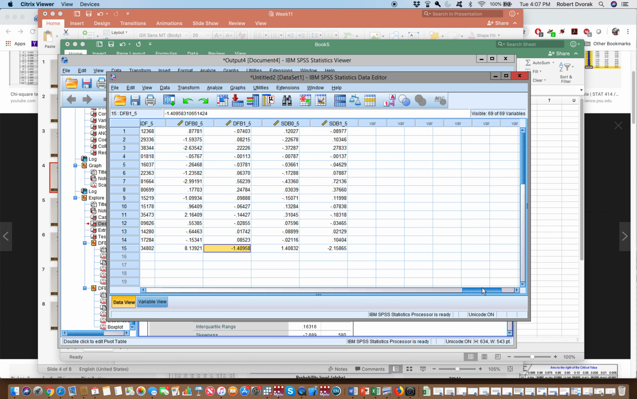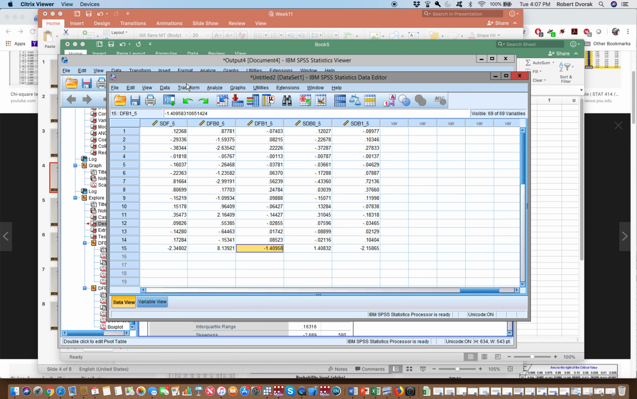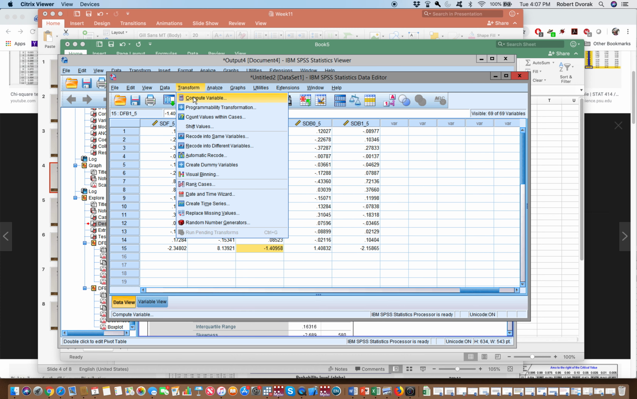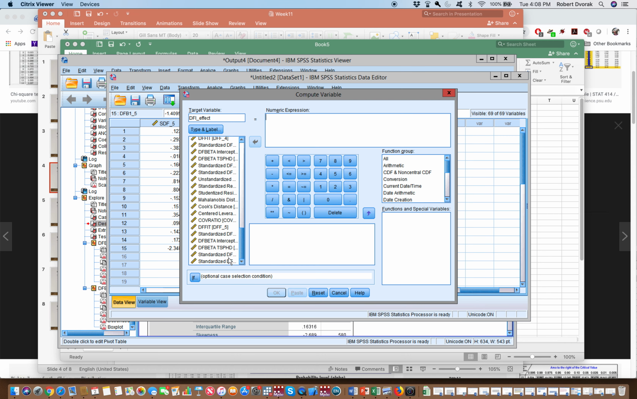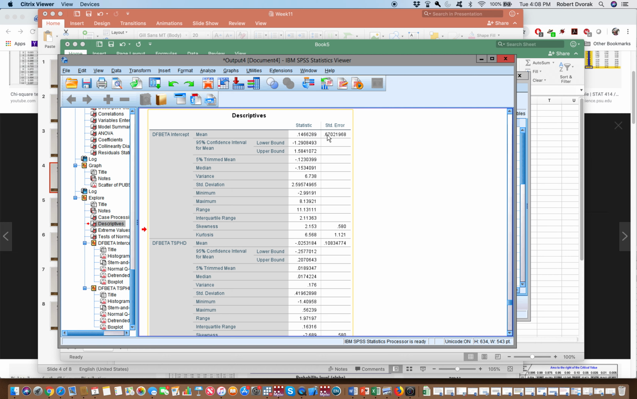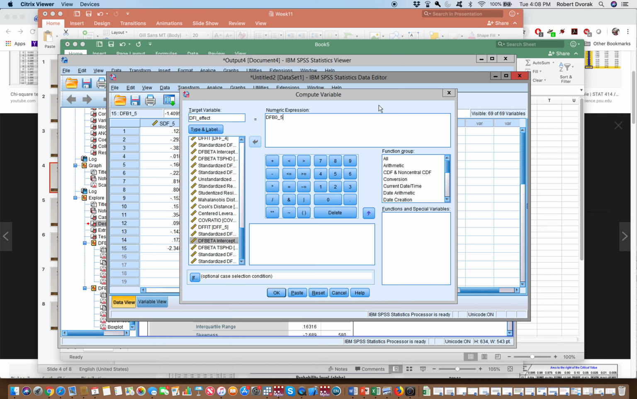And if you want, you can do something like this. You can go transform, compute variable, and we can say DFI effect. This is going to give us the effect of every single observation on the intercept. Real quick, it was 0.67, okay. Divided by 0.67.